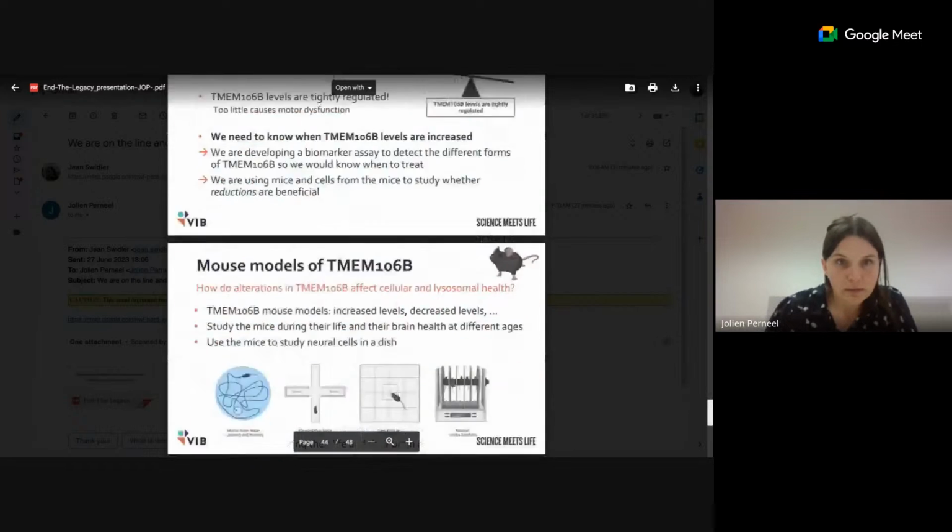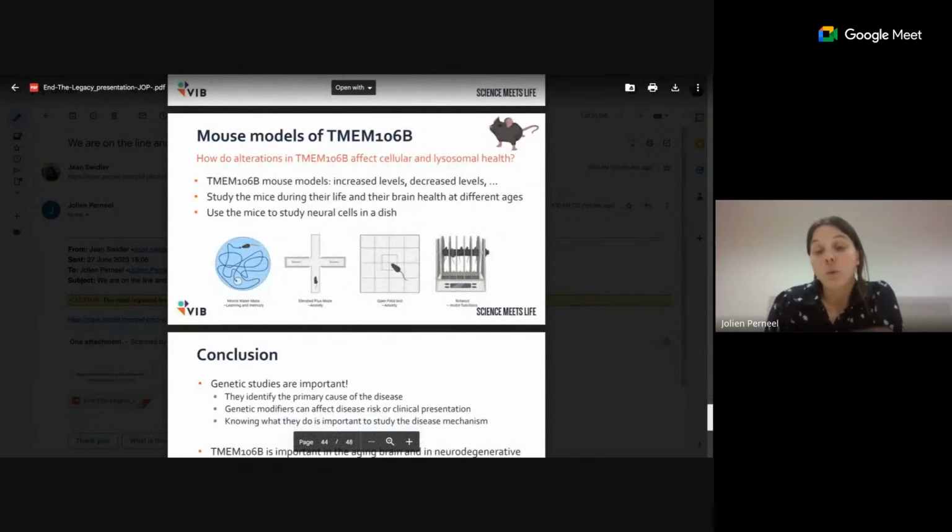We can also use these mice to look at their behavior, which is actually really cool. For example, with what we call a Morris water maze, we let the mice swim, and they need to find the platform and learn where it is. By testing how long they take before they find this platform, we can test for learning and memory. We can also use what we call an elevated plus maze or an open field test, which are tests in which we can look for anxiety and depression.